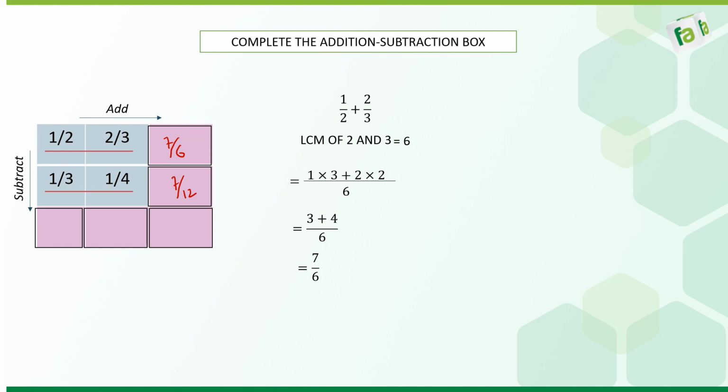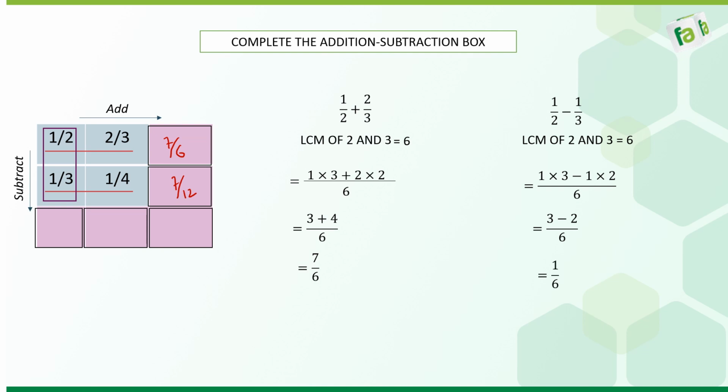Now, let's subtract these two fractions. We have to find the LCM of 2 and 3, which is equal to 6. Now we can write them like this: 1 multiplied by 3 minus 1 multiplied by 2 divided by 6. Now, by multiplying and subtracting the numbers, we get 1 by 6. And we can write this 1 by 6 over here.